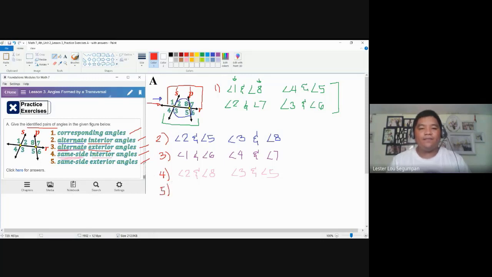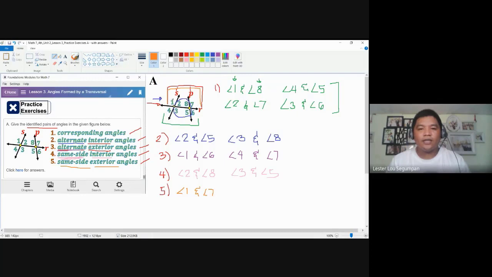And finally, for number 5, same side exterior angles. So same side exterior, we are going to shift our focus to angles 1, 4, 7, and 6 for they are found in the exterior. If I pick angle 1, the angle found on the same side of angle 1 is angle 7. Take note that the same side is this area here.